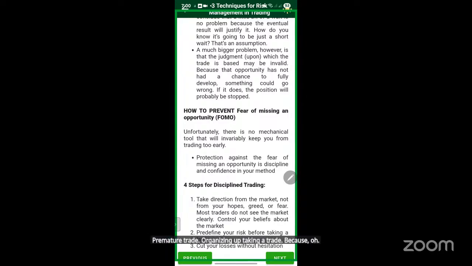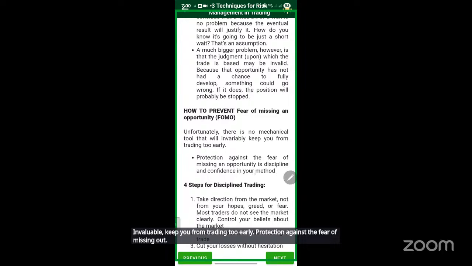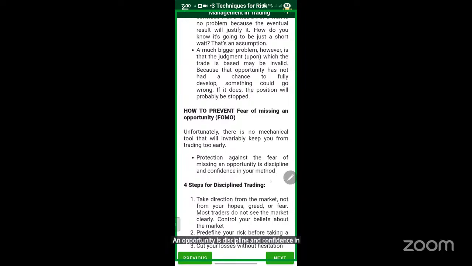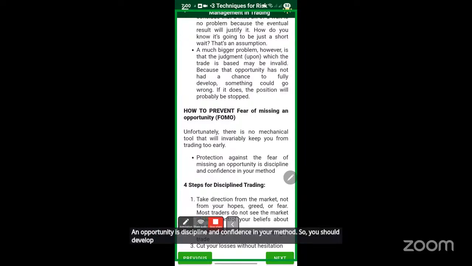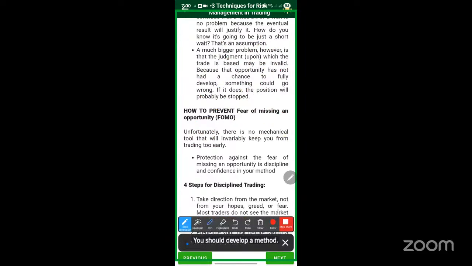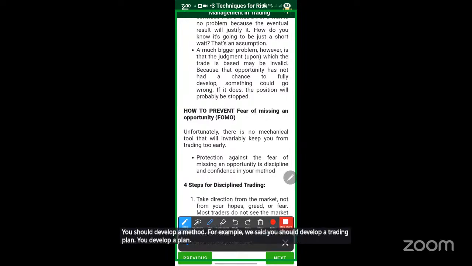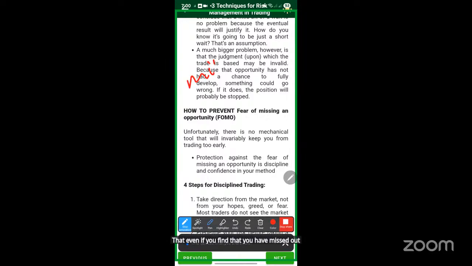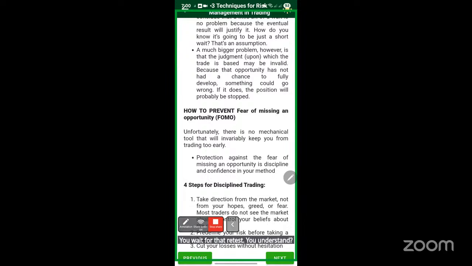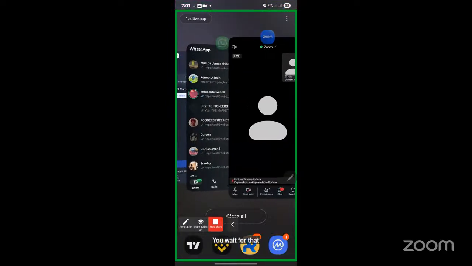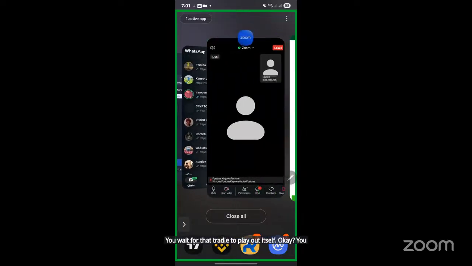you fear missing out. To prevent the fear of missing out, unfortunately, there is no mechanical tool that will invariably keep you from trading too early. Protection against the fear of missing out an opportunity is discipline and confidence in your method. So you should develop a method. For example, you should develop a trading plan. You develop a plan that even if you find that you have missed out on an opportunity, you wait for the retest. You understand? You wait for that trade to play out itself.